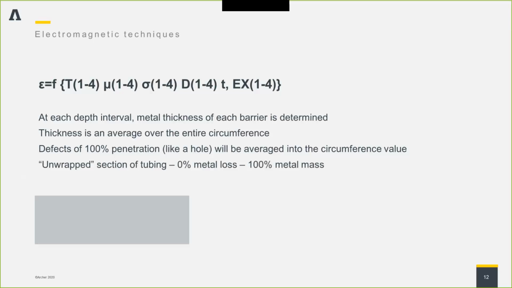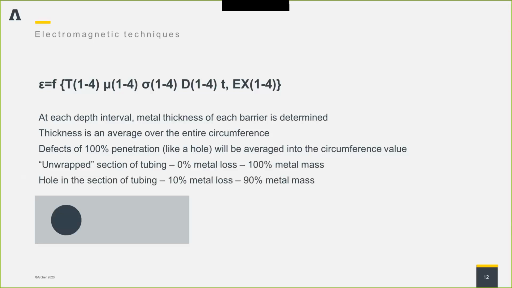So if we have an unwrapped section of tubing, that's like the depth sample that we're looking at, that's cut down one side and folded out flat. If we've got 0 metal loss, so we've got 100% of the metal mass, then we get a thickness from that.